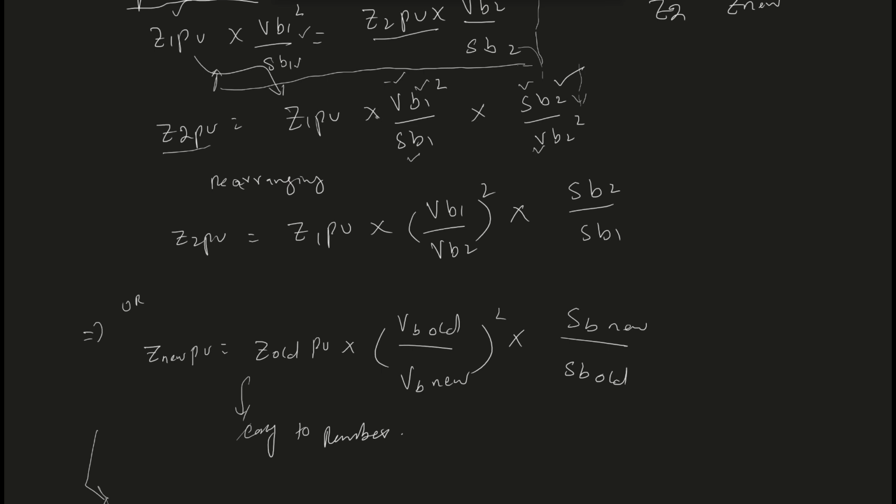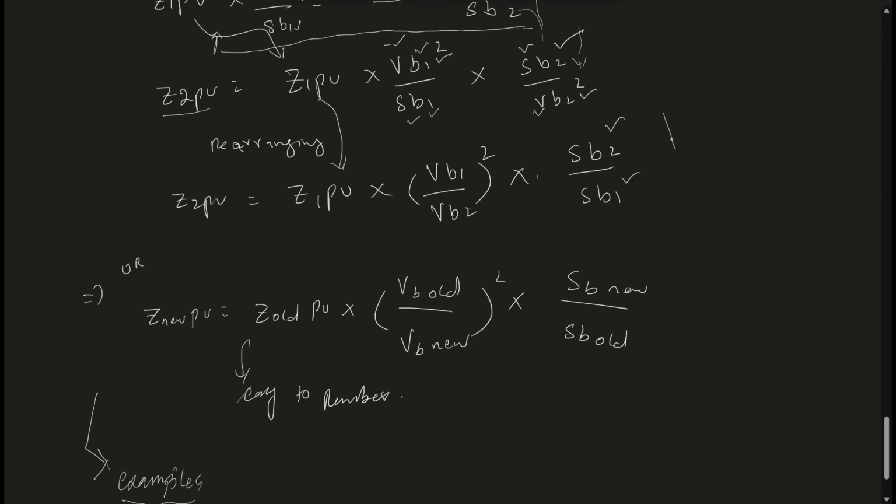So by rearranging, we get this equation as Z1 per unit, VB1 square divided by VB2 square. The squares are on both voltages and common, so we will get the whole square, and SB2 divided by SB1, SB2 by SB1. So this is the final equation for the impedance.